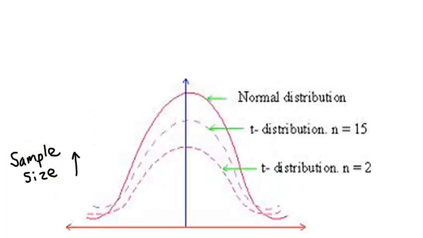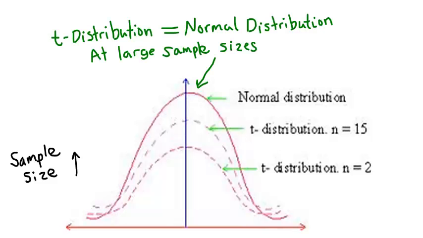Okay, so let's look at if we have our t-distribution and the sample size keeps increasing, then our curve is going to get closer and closer until it gets very close to the normal distribution. So larger sample sizes will make the curve go up to match the normal distribution. So the t-distribution will equal the normal distribution at very large sample sizes.